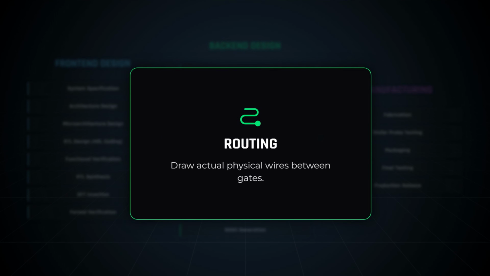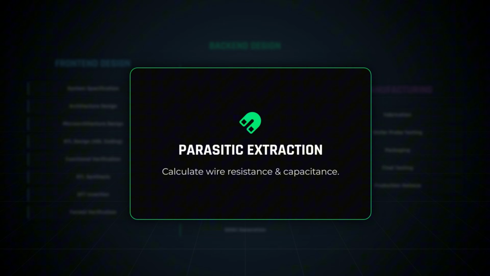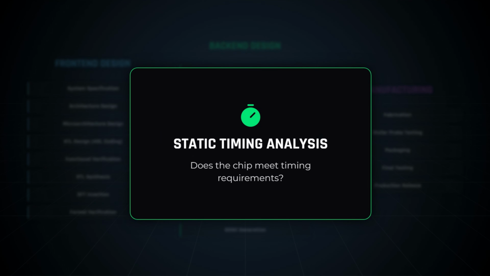13. Routing. Now wires are drawn. Connect all gates, connect all blocks. This is actual physical wiring on silicon. 14. Parasitic extraction. After routing, we calculate wire resistance and wire capacitance. These affect timing. 15. Static timing analysis, STA. We check: does the chip meet timing? If not, fix placement or routing.